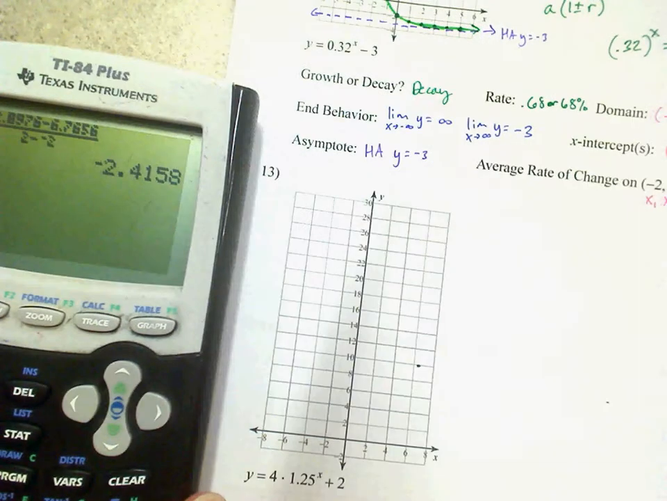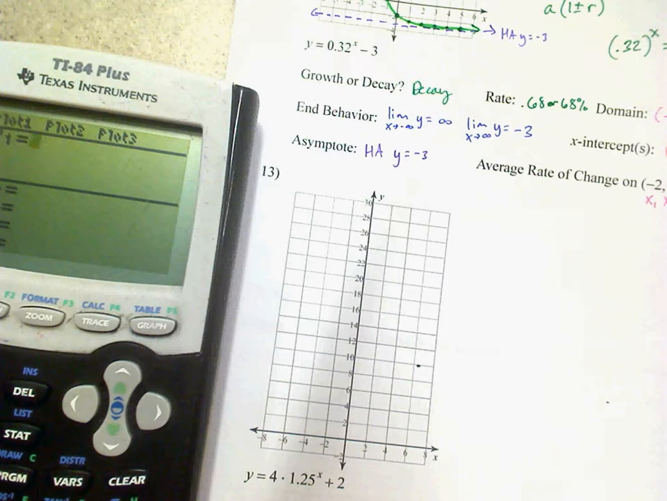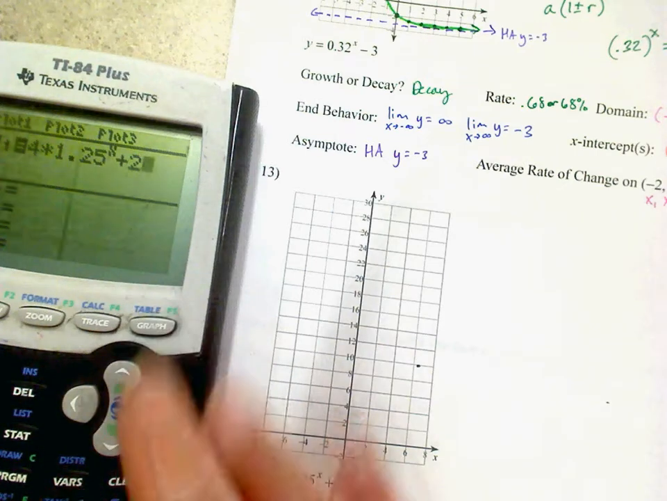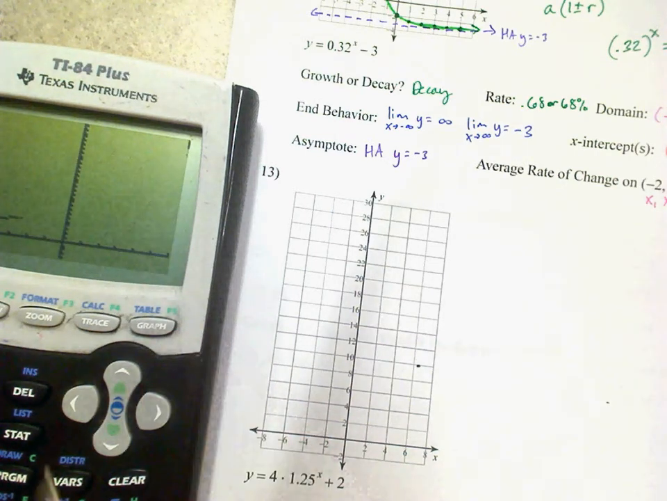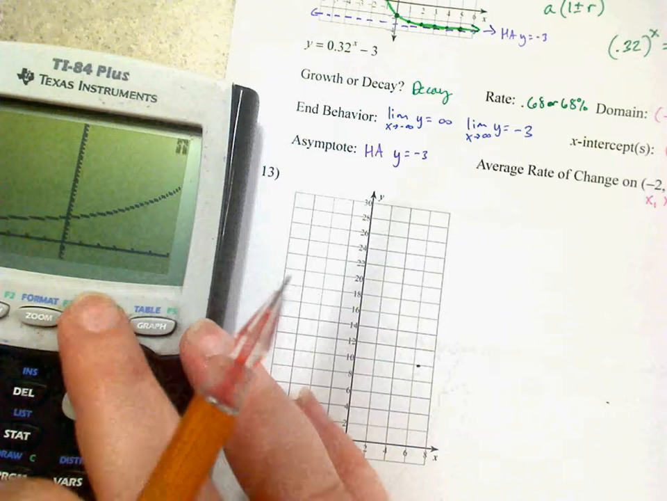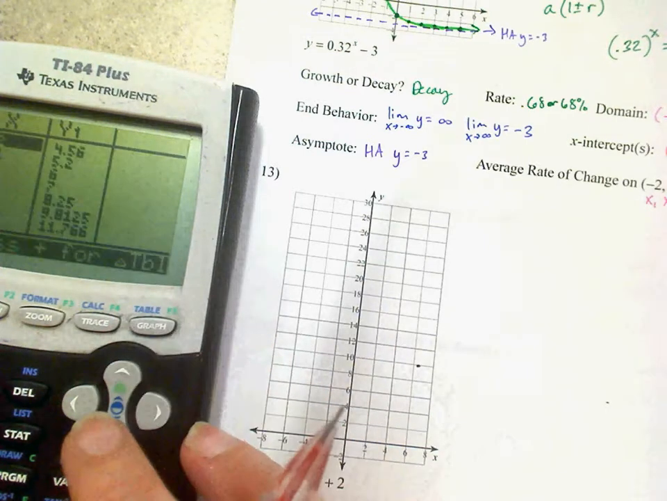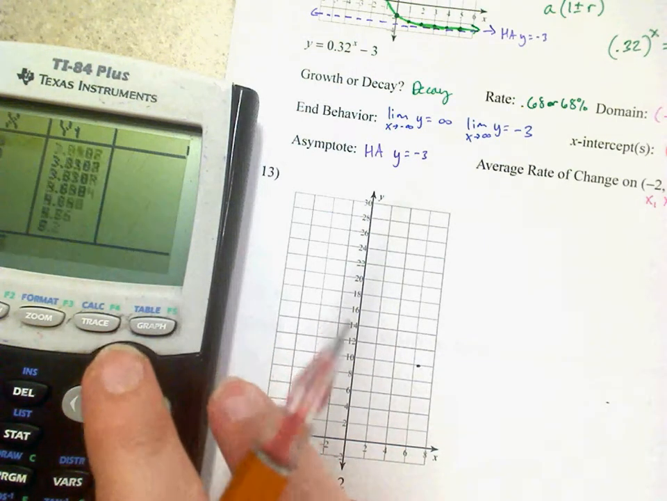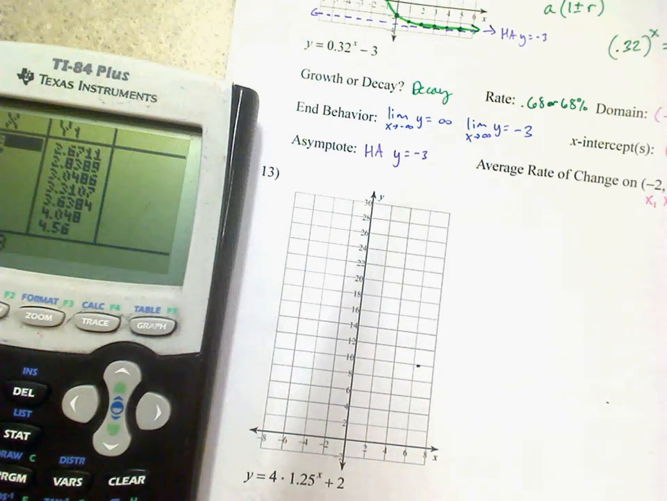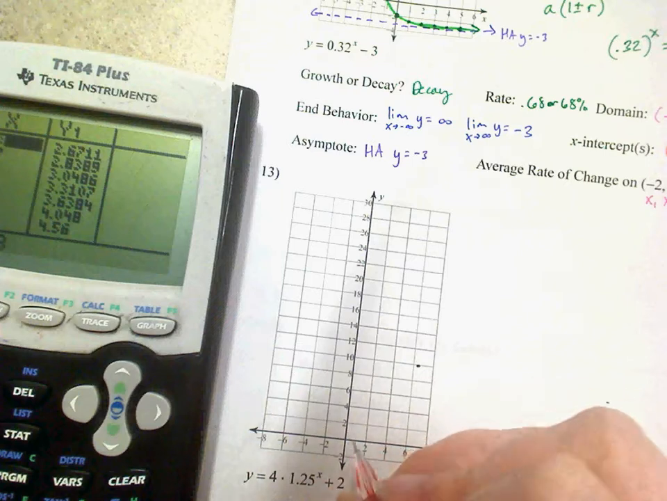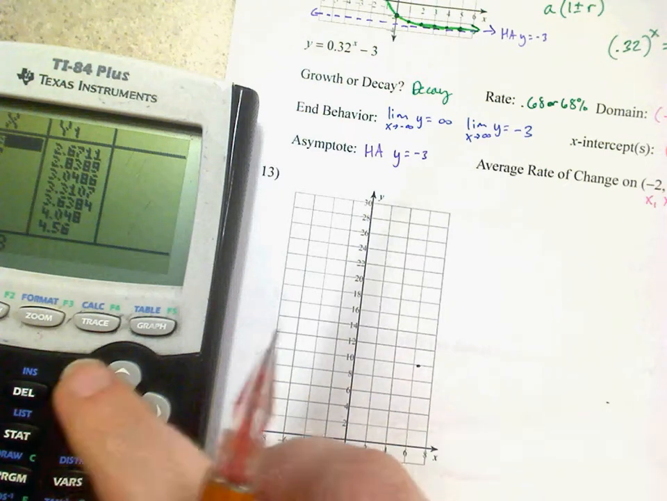So go to y equals, and 4 times 1.25 raised to the x plus 2. I'm going to see what it looks like, basically. Okay, so now let's go to the table. Alright, let's go to -8. Okay, and -8 is at 2.671. Now I'm going to keep going.